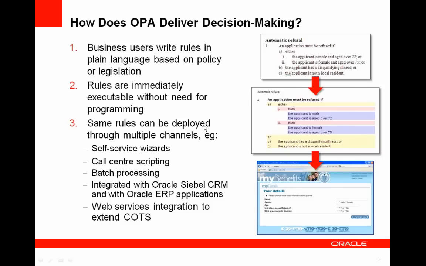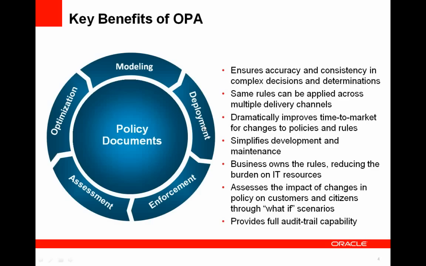So why are customers like this using OPA? The main thing is that they're getting consistent, accurate decisions on some quite complex material. The same rules can be applied across multiple delivery channels. So in the case of the IRS, those same rules that you just saw in their public website are driving their call centres and their walk-in centres. So regardless of the way the information is collected or the way the taxpayer seeks out that information, they're getting the same consistent, accurate answers.